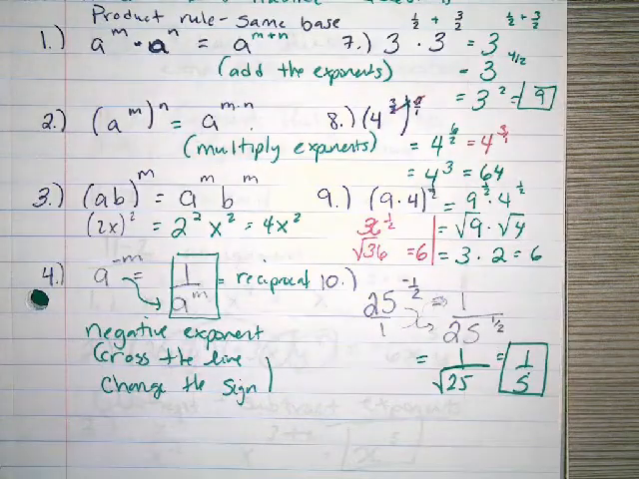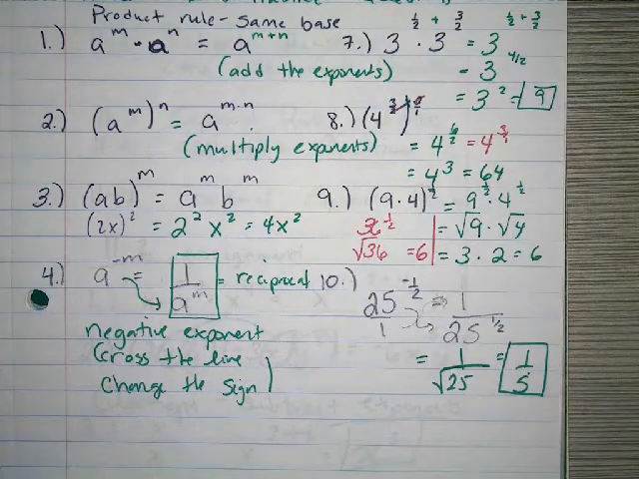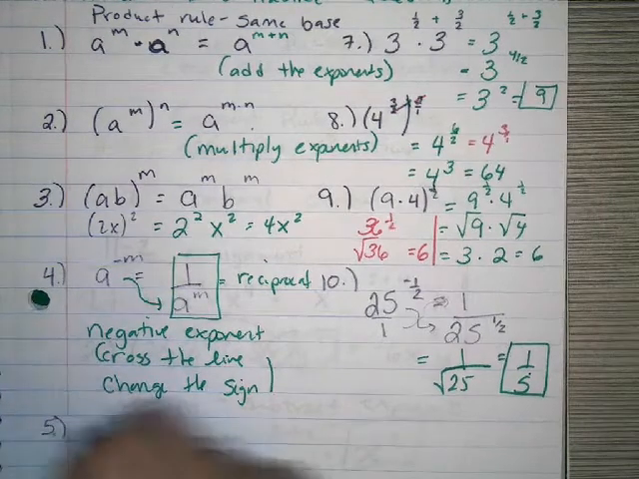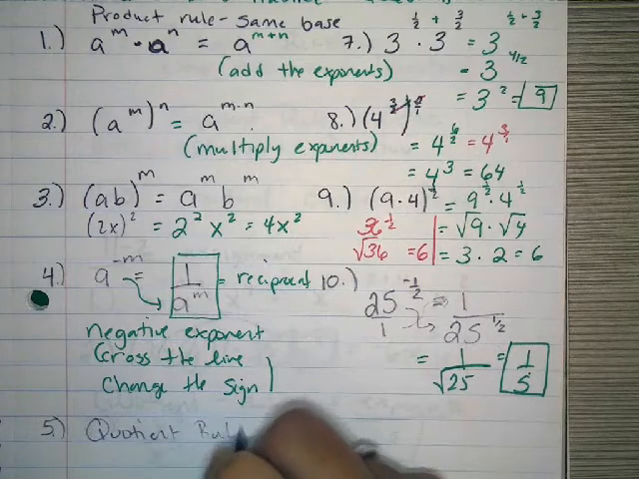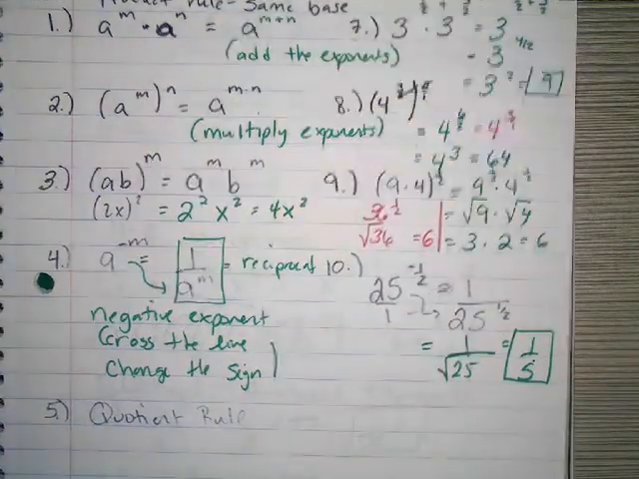Alright, question number 5 is the quotient rule. Quotient rule means that you have the same base. And my black pen is done.